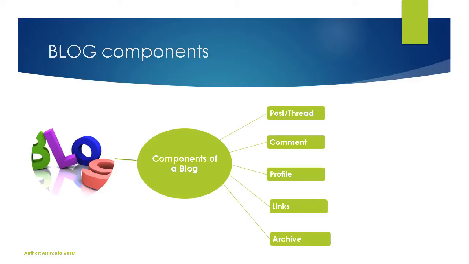As a blog gets bigger and contains more posts, an archive is useful so that people can go back and read posts from the past. Archives are often arranged by month and year. They can also be arranged by topic.